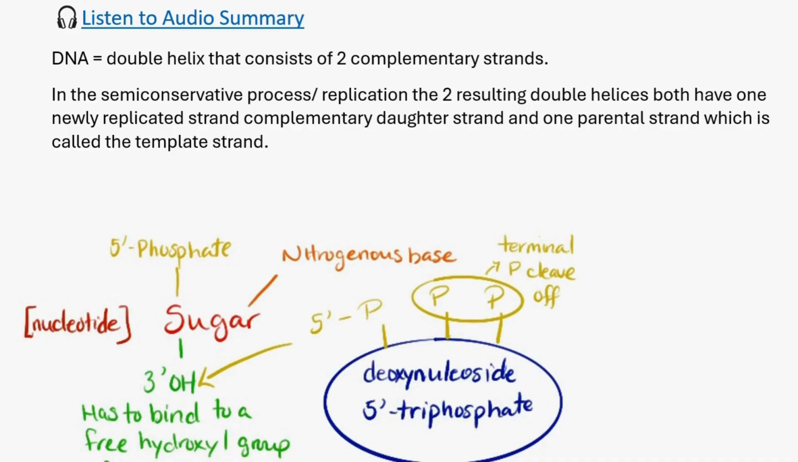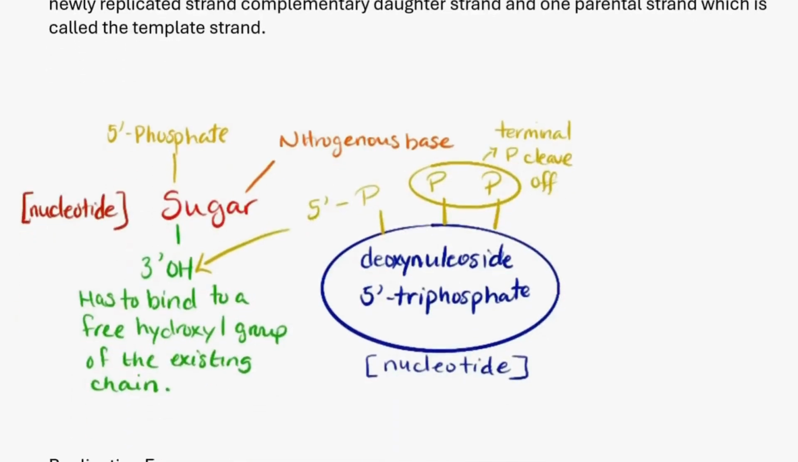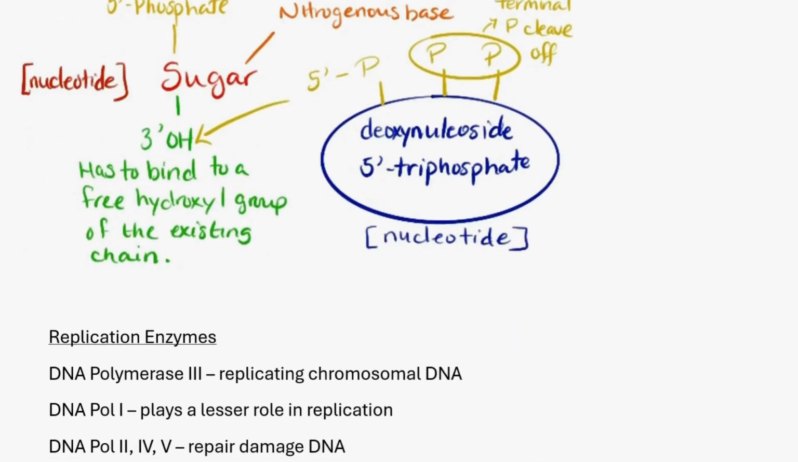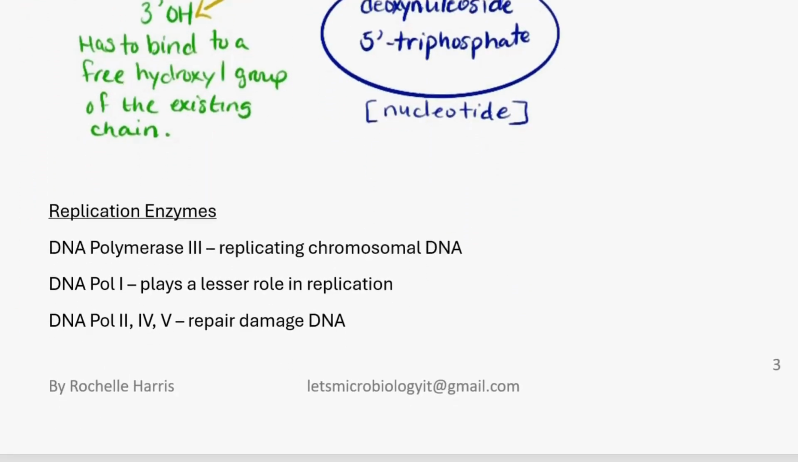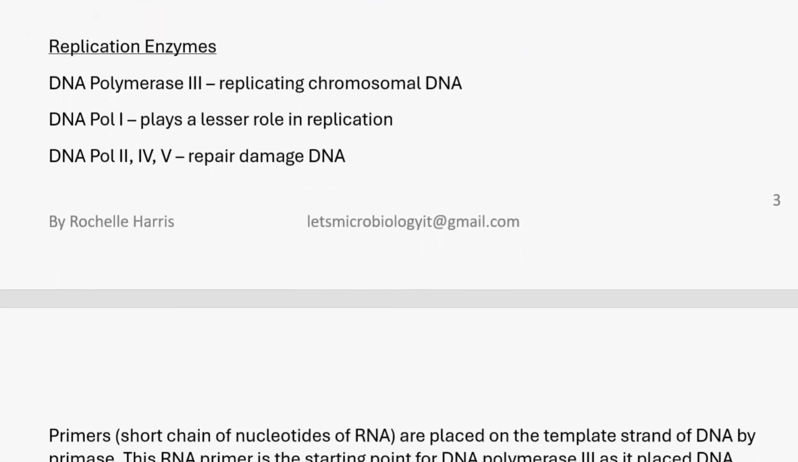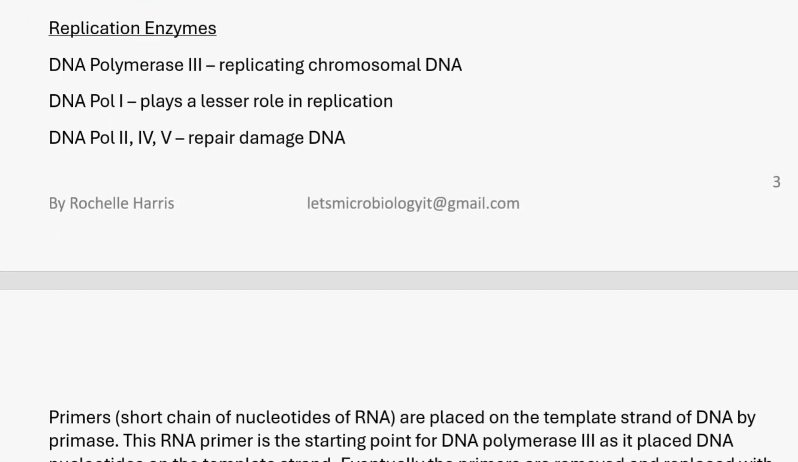At the core of DNA replication is a suite of enzymes, each with specific roles. DNA polymerase III is the primary enzyme responsible for replicating chromosomal DNA in prokaryotic cells. It adds nucleotides to the growing DNA chain by reading the template strand.